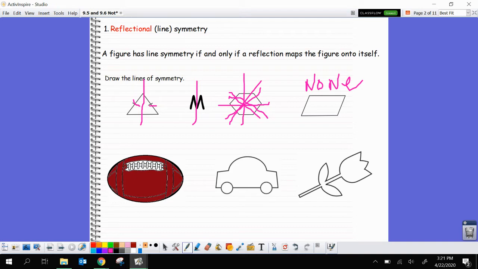Here we have this football, so you draw your line right down the middle. We have a car. It just has this one line. And then we have this tulip-looking flower, and so I could draw a line here to make that line symmetry. So that's your first type of symmetry, which is line symmetry.